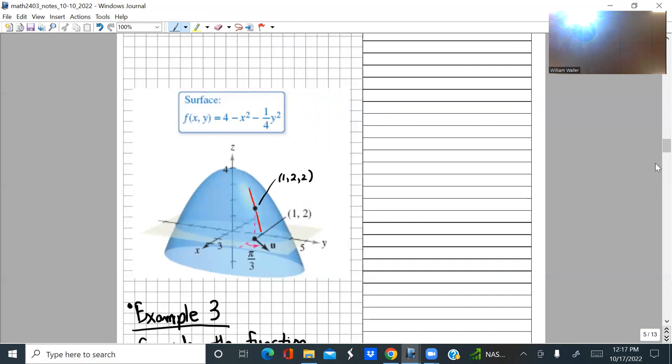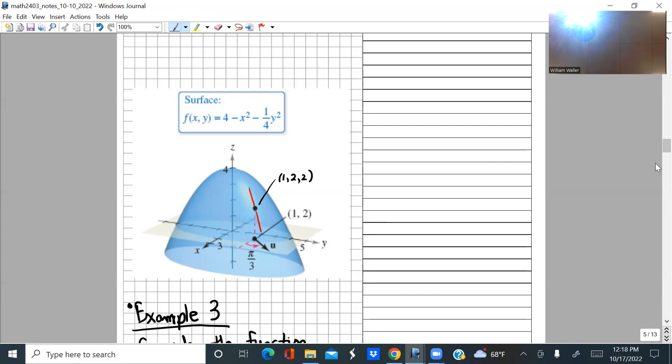That corresponds to the point 1, 2 on the xy plane. And we know it's this direction because we're told we want to go in the direction 60 degrees from the x-axis. So here's the x-axis, and this line is parallel to the x-axis. We go 60 degrees from the x-axis starting at this point, and try to draw a tangent line to the surface in that direction.